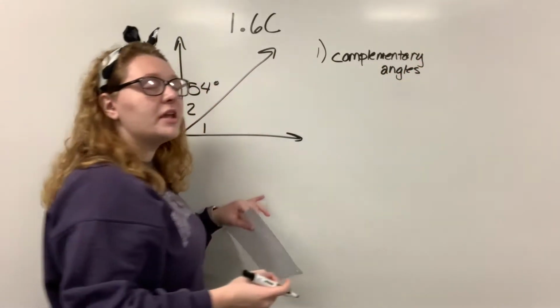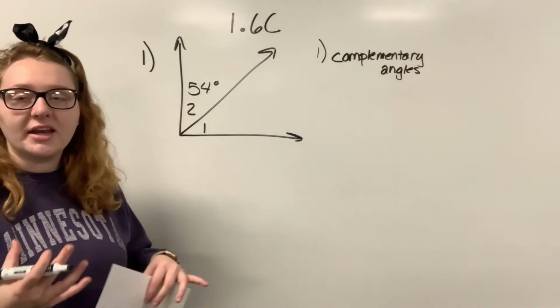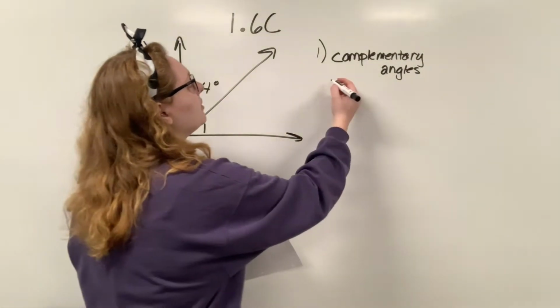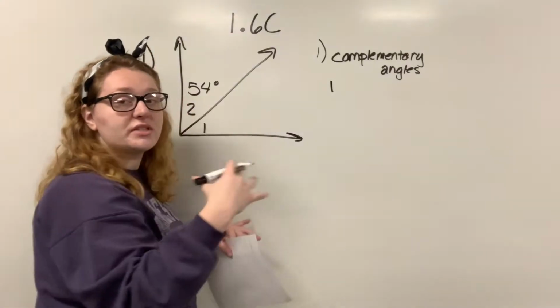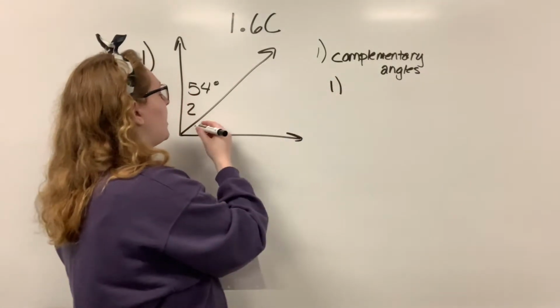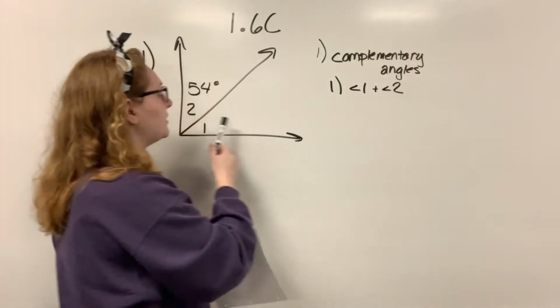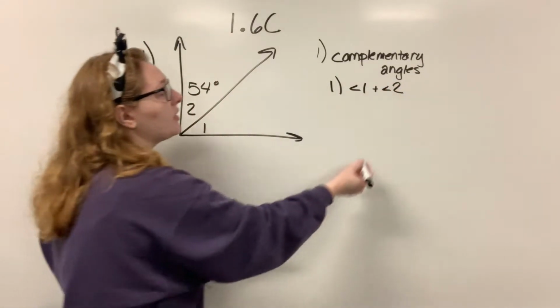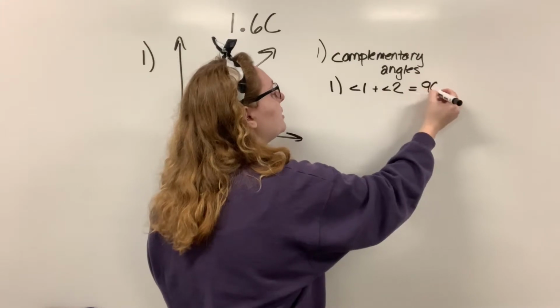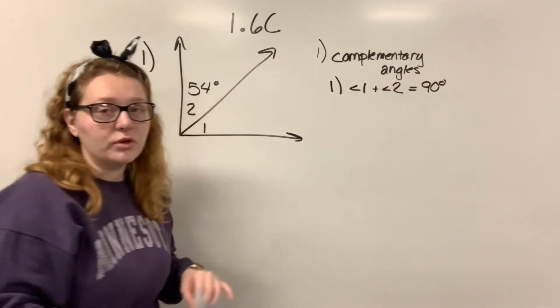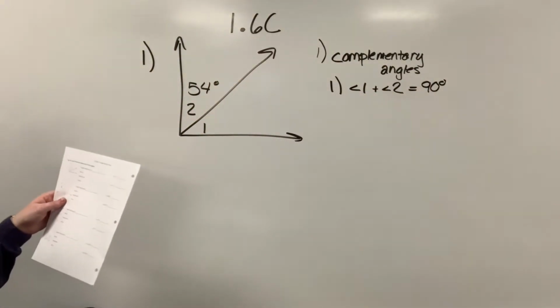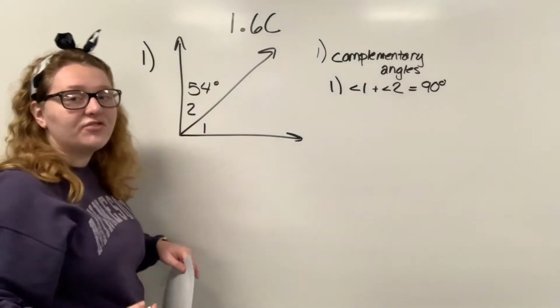Okay? So now let's go ahead and set this up like an angle addition postulate. Step 1, we're going to set up, okay? So we have angle 1 plus angle 2. I just got these from the numbers that are right here. It is equal to 90 degrees because that's what complementary angles equal. Okay, and we know that angle 2 is 54 degrees.